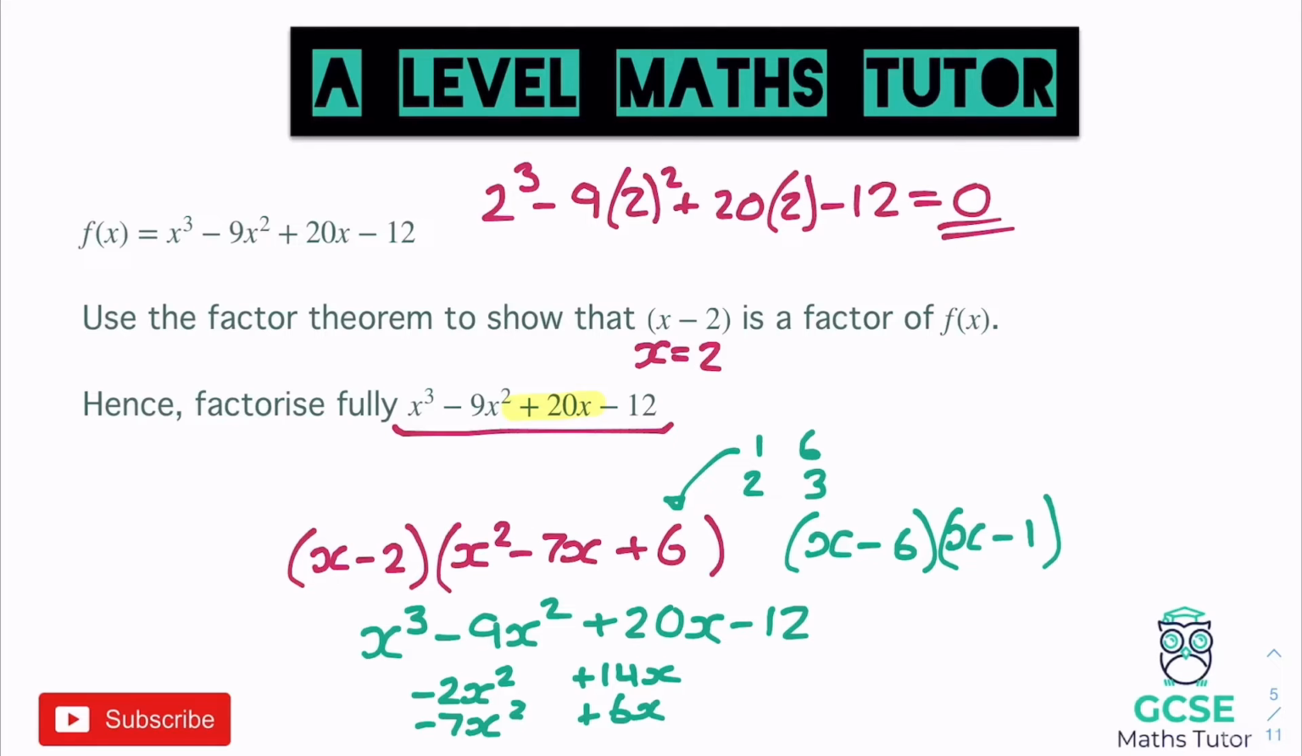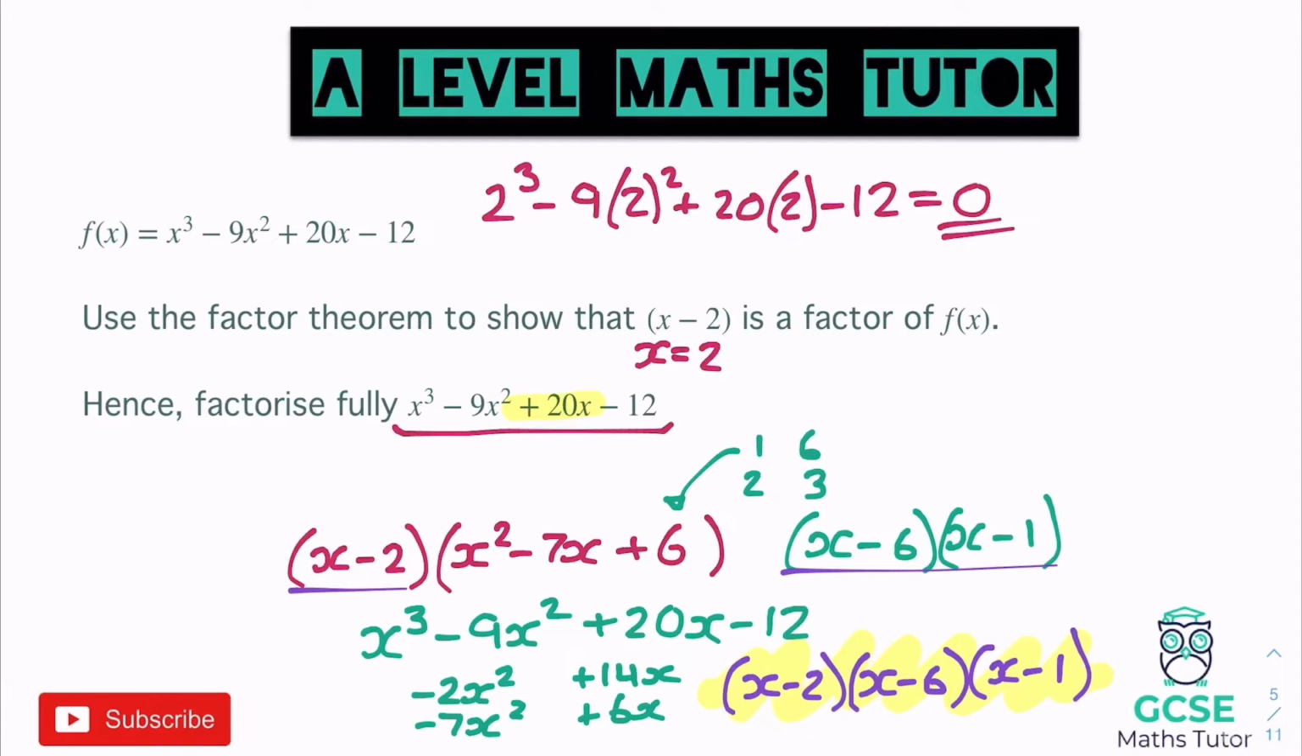There we go. Right, okay, so obviously we haven't quite finished. We just need to actually write the final answer. So we've got our first bracket up here, x minus 2. And then our two brackets here that we've just got for that quadratic, x minus 6 and x minus 1. There we go. And there that is, fully factorised into our three brackets. And that is how we go about using the factor theorem.